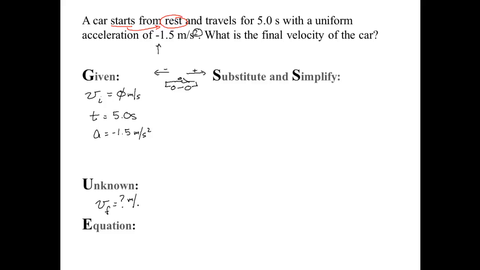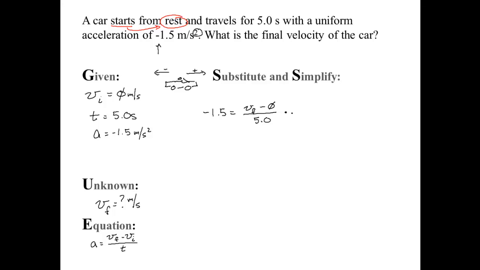And that is meters per second. The equation that I could use is acceleration equals velocity final minus velocity initial over time. And now if I replace numbers for letters, negative 1.5 equals, I don't know what velocity final is, so I'll just rewrite it, minus 0, that's the initial velocity, over 5.0.